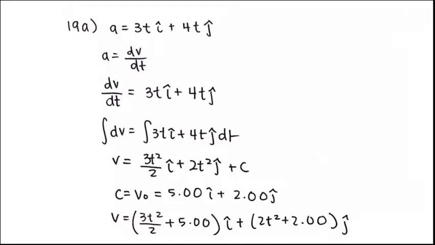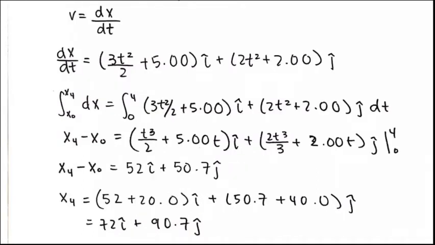So first off, going into a, we have the equation a equals 3ti plus 4tj. And so in order to find the position vector, we have to use the acceleration vector and integrate it twice, since acceleration is the second derivative of position. So first, let's find velocity.